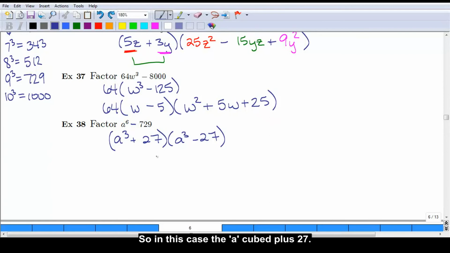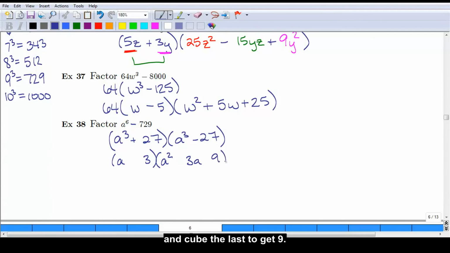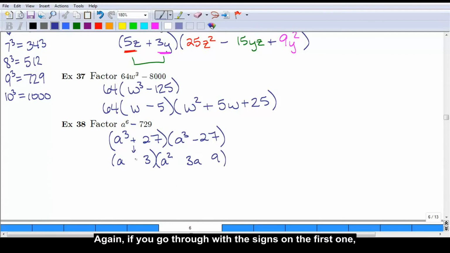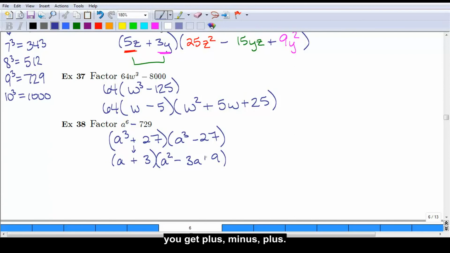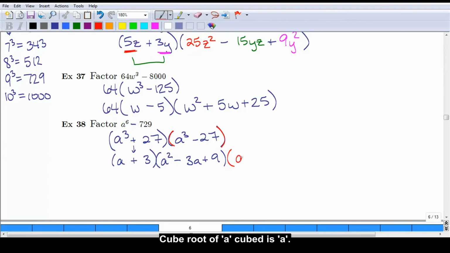So in this case, the a cubed plus 27, well, that's going to be a and 3 if we take the cube roots. Then we take a squared, multiply them together to get 3a, and square the last to get 9. Again, if you go through with the signs on the first one, you get plus, minus, plus. Then you have to look at this second set, which is going to produce the same numbers, just different signs. Cube root of a cubed is a, cube root of 27 is 3, a squared, 3a, and 9 are your terms.